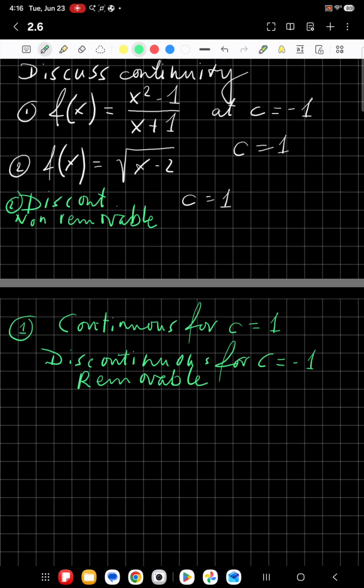Okay, so next thing we'll look at is properties of continuous functions. Okay, so properties of continuous functions.